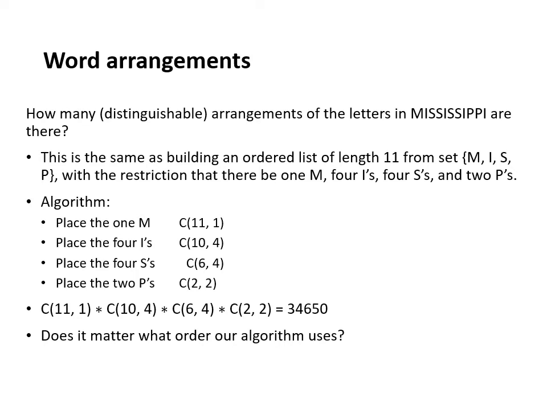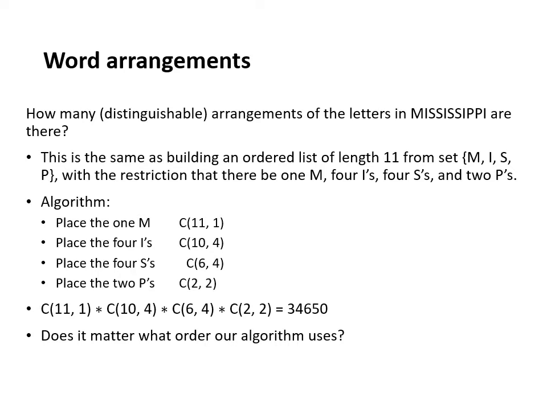So this is the same as building an ordered list of length 11, because there are 11 letters in Mississippi, from the set including letters M, I, S, and P, with the restriction that there could be only 1 M, 4 I's, 4 S's, and 2 P's. So this problem is equivalent to the one we just solved.